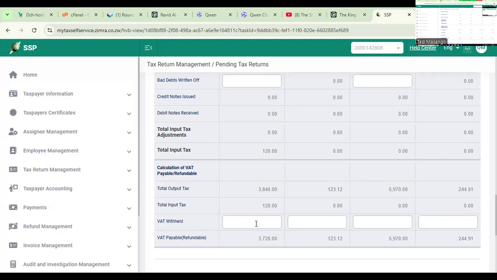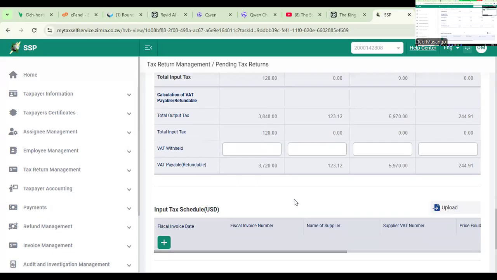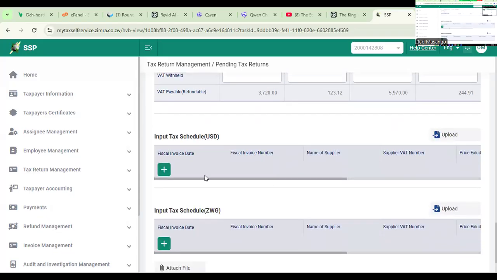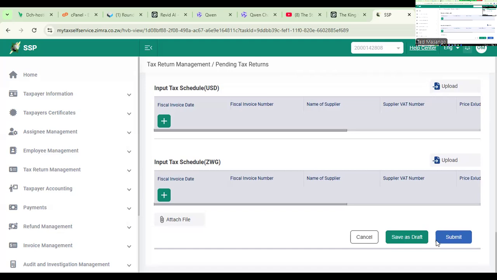So you can claim that. They will give you what is called a VAT tax certificate, which you can use as an invoice to claim that. So if ever you had such a scenario, you can put the amount there, the amount that was withheld. Then the system will do the computation, and it will reduce your VAT payable. Then down here you can attach the input tax schedule for USD. The same goes for ZWG. Then once you are ready, you submit.